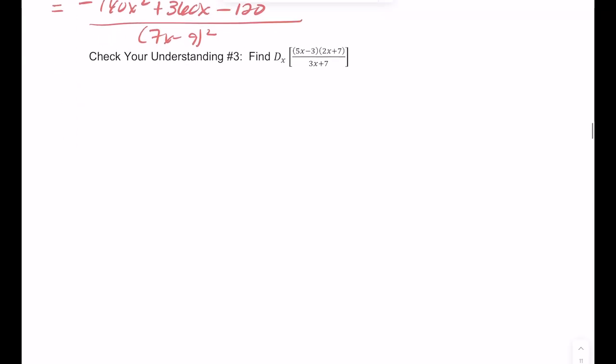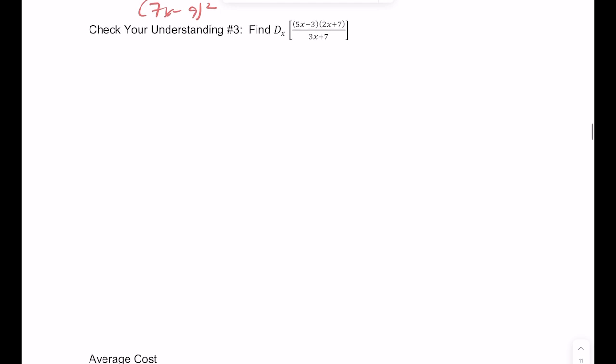Okay, try practicing a problem similar to it where you're going to need to use both rules, and then, of course, use the power rule mixed within. And then we're going to look at an application here of average cost.